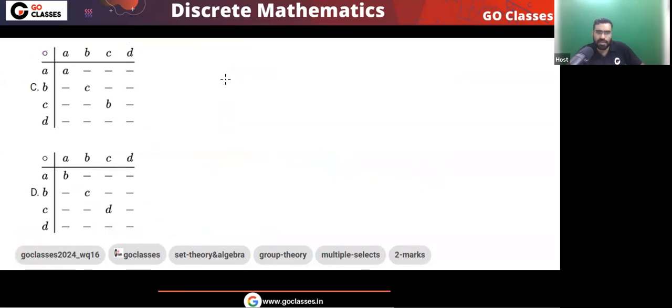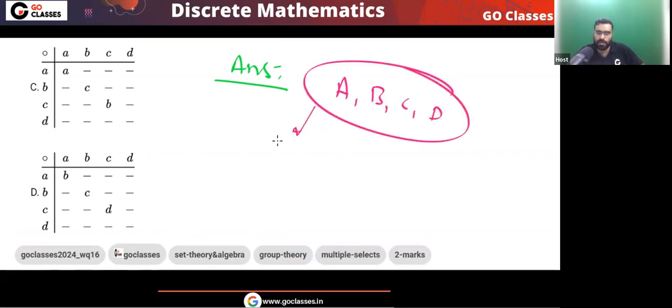So very simple. What is the final answer? The final answer is option A, option B, option C, option D. For all of them, it is impossible to make a group.